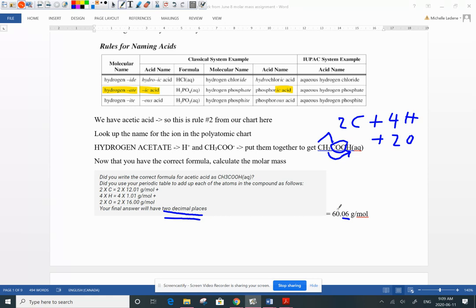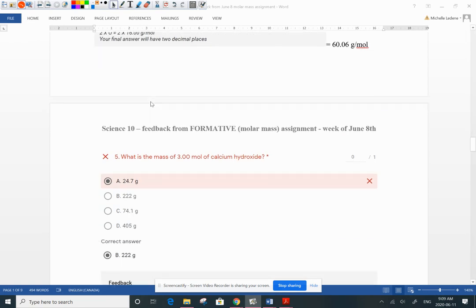Okay, so 60 was not accepted. 59.0 something, not acceptable. You didn't calculate the right formula and you didn't calculate the molar mass. 60.05, you made an error in a calculation. So it has to be exactly 60.06 or you can't get that mark.